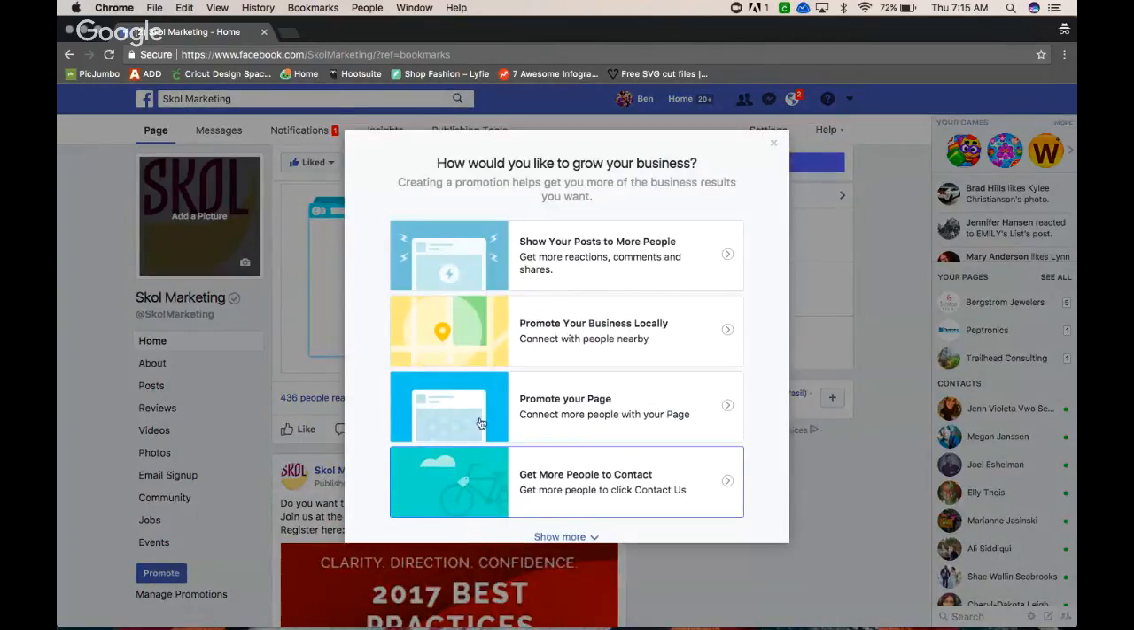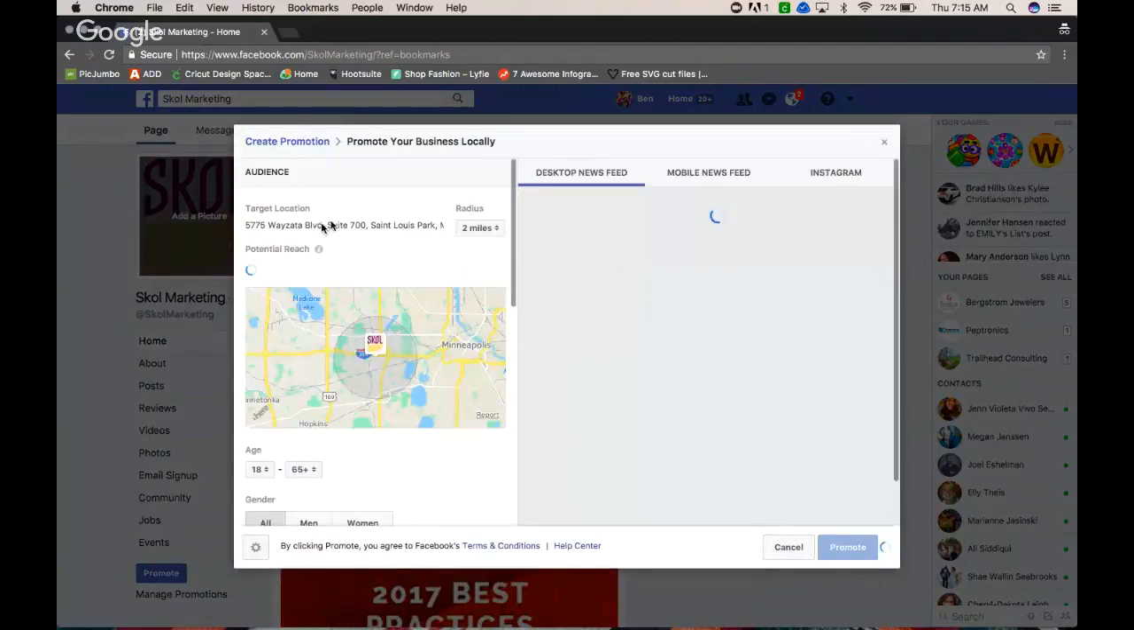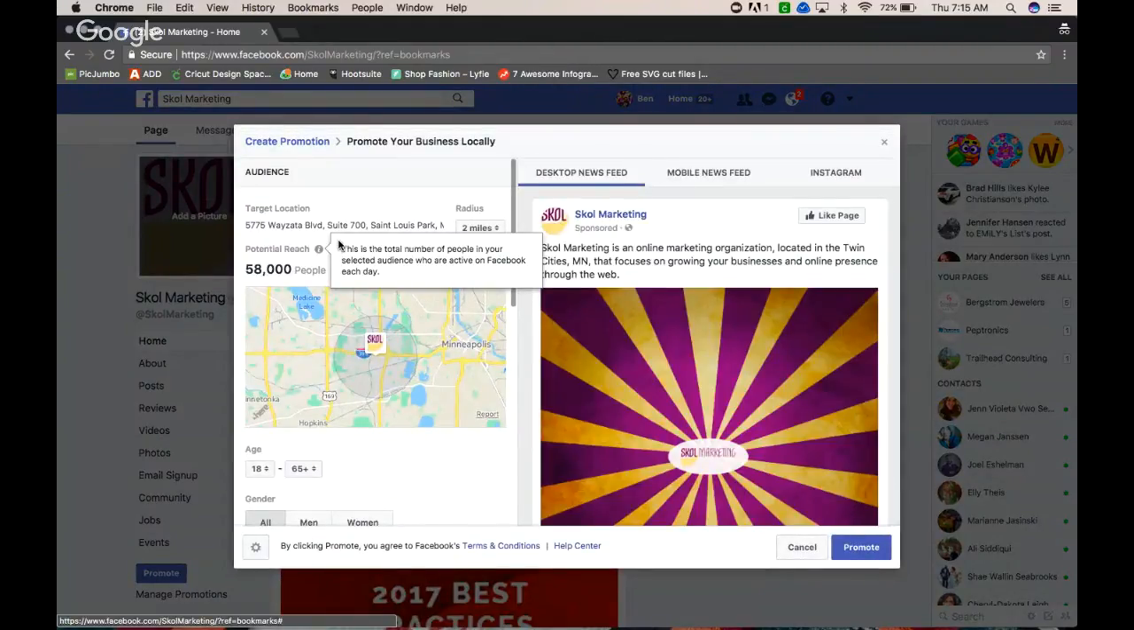Next, we're going to be looking at promoting your business locally. Now, what you're going to notice is a lot of these things are going to start to look alike from the boost, a lot of things that we talked about, but obviously there are going to be some differentiating factors.